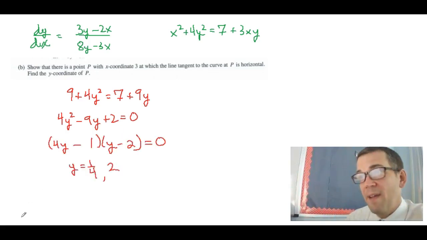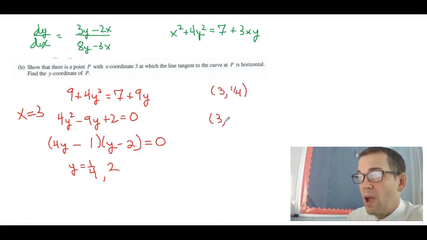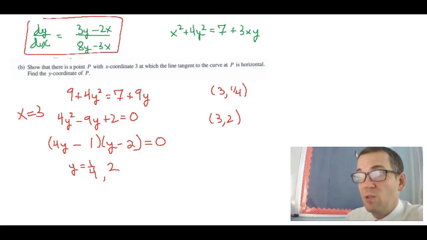So after some thinking, I factored this into (4y minus 1)(y minus 2). I set each factor equal to 0 and solved. And I found that if x equals 3, y could either be 1/4 or 2. So the points I'm looking at are either the point (3, 1/4) or (3, 2). And apparently, for one of these, the slope of the tangent will equal 0.